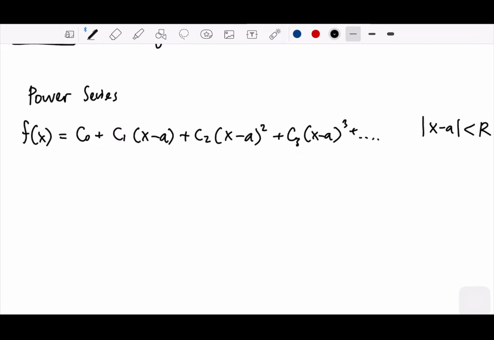Okay, first, if we let x equal a, so that all the terms that have x minus a become 0, right? All become 0. So we have f(a) equal to this coefficient. Okay, so let's write. Now, if you take the first derivative, we will get a new form, right? And then we can take the derivative for each coefficient, right? Okay. So let's also do that.